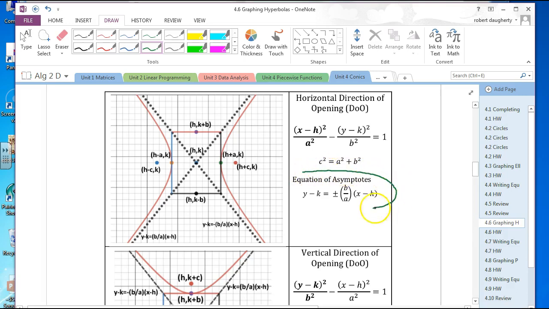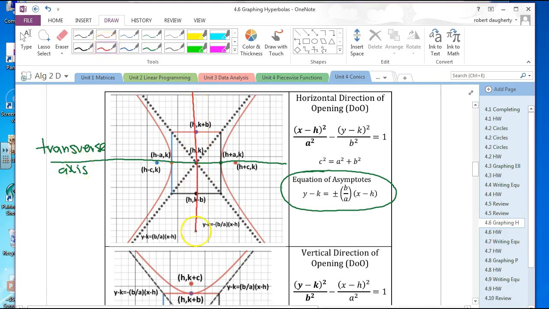Here's the other point you've got to know: those asymptotes have equations. It's always the same, regardless of whether it's horizontal or vertical: y minus k equals plus or minus b over a times x minus h. Now, when you've got the vertex and the focus, the axis that goes right through here is called the transverse axis. And then I have another axis that goes vertical here. That is my conjugate axis.